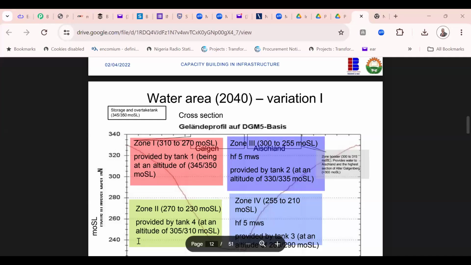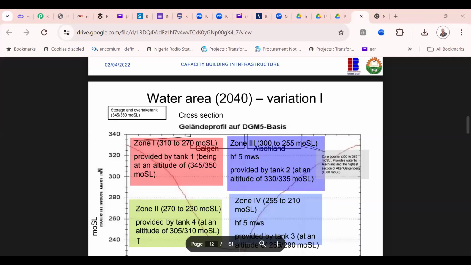So if you look at zone 2, zone 2 can also mean tank 2. Zone 2 means all the houses within elevation of 270 and 230. And I'm going to provide them with tank 4 or tank 2, whatever tank, forget about it. And that tank will be located at elevation of 310. So if you look at 310 and 270, that's giving you a pressure of 40. If you look at 310 to 230, that's giving you 70, 80, which is at the limit.